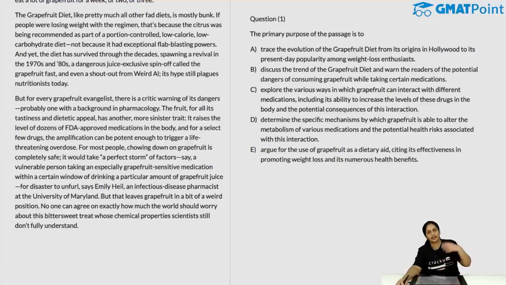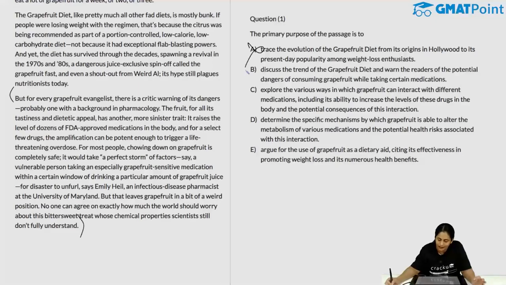It's not saying, okay, it started here, then it was taken up here, then it was taken up here. Most of the passage is in fact a warning against the consumption of grapefruit under specific cases. The focus is in fact in this part where he's warning that there is something serious that can go wrong if you eat grapefruit. So the point is never the evolution of the grapefruit diet at all. So A is incorrect.